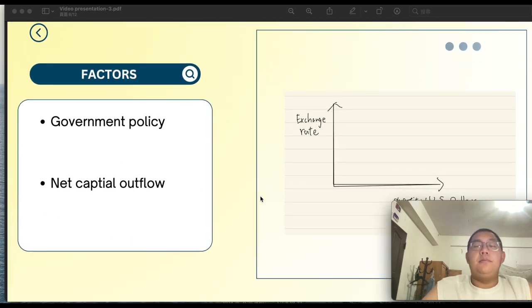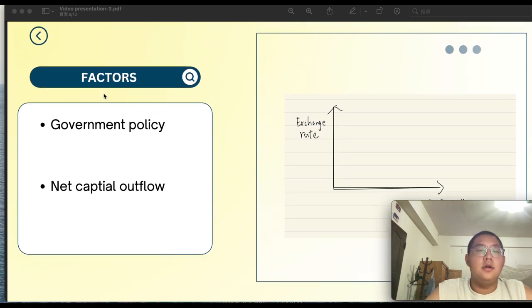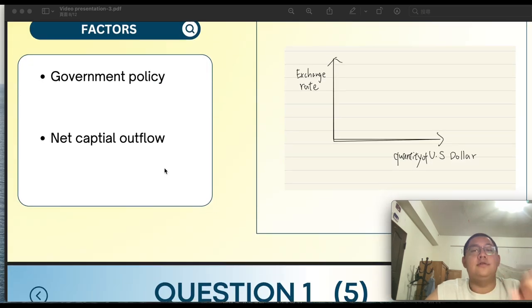And let's look at the diagram. So you can see the diagram, exchange rate, the quantity of US dollars, and I think the factors are government policy and of course the net capital outflow. And let's look at the fifth question.